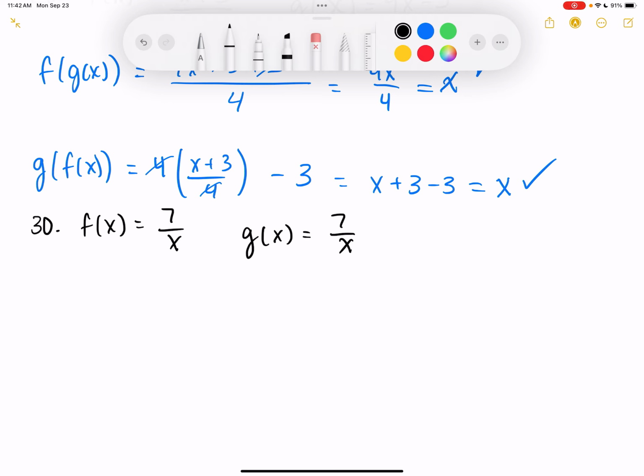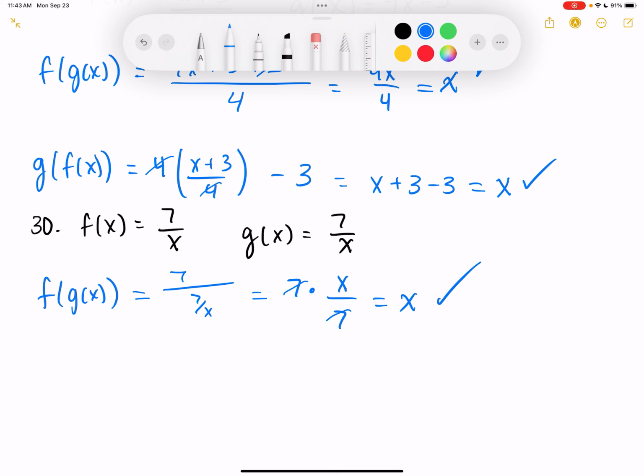So I'm going to do f of g of x first. So 7 divided by, I'm plugging this 7 over x in for x over here, 7 over x. What happens when I divide by a fraction? Keep, change, flip. So I have 7 times x over 7. 7's cancel. Equal to x. So it's good.